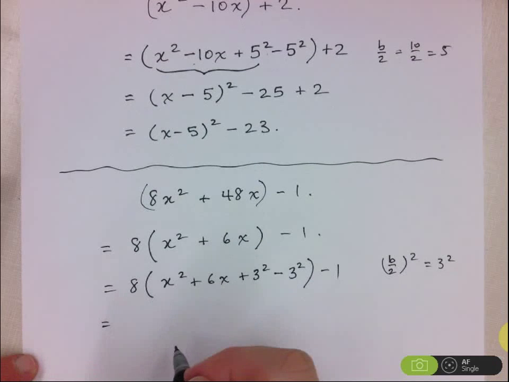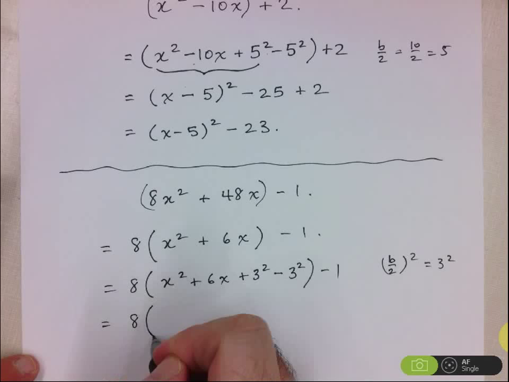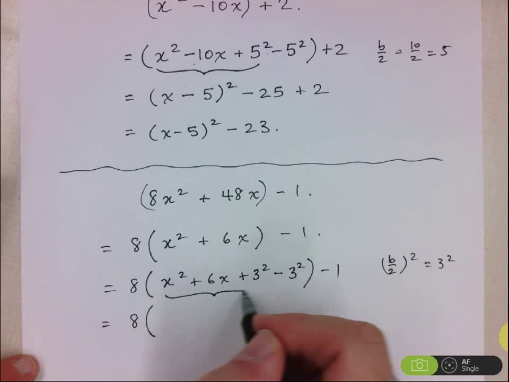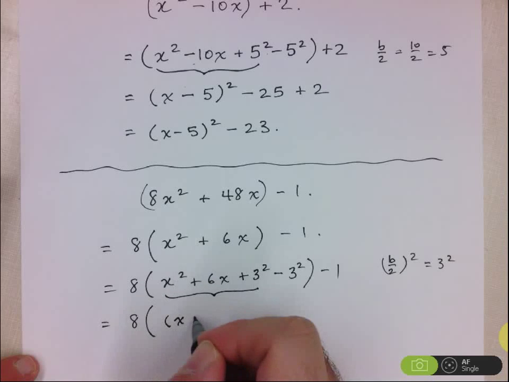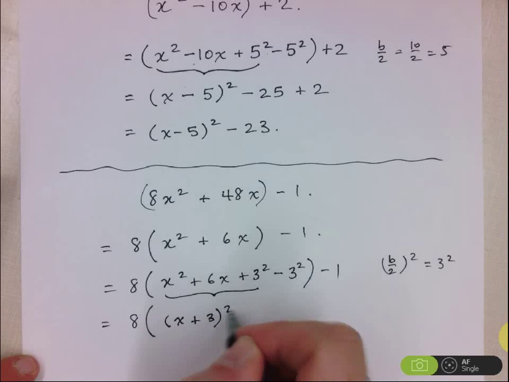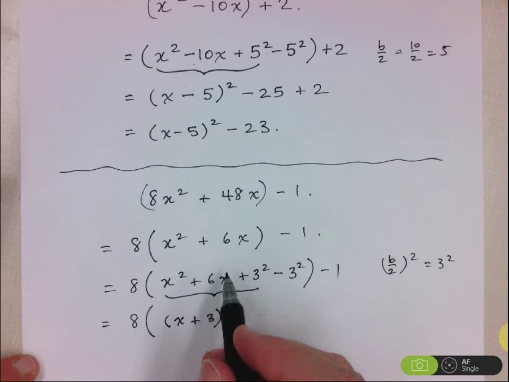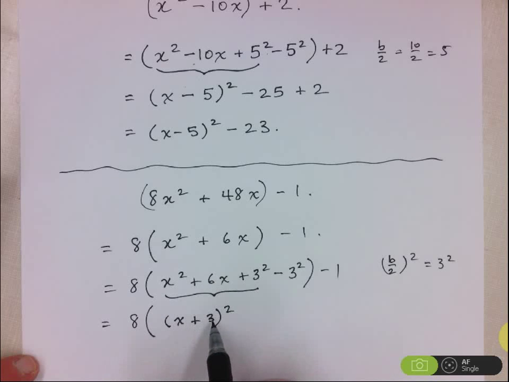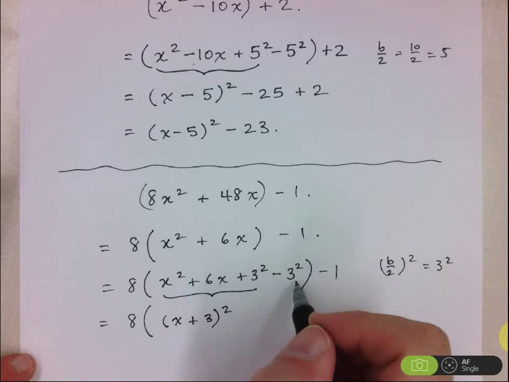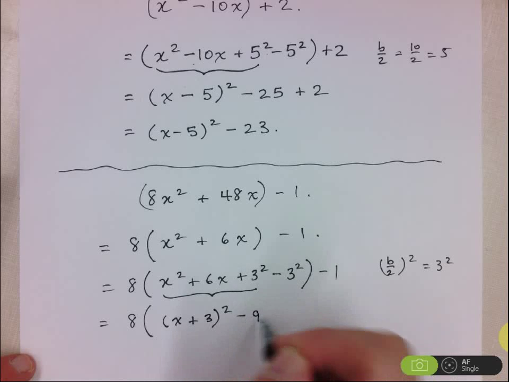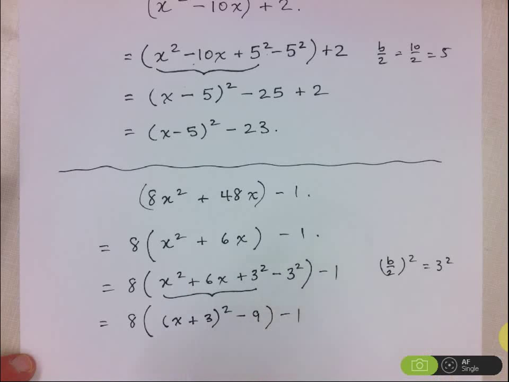So now the next step here, again within the bracket, the first three terms become my perfect square, x plus 3 all squared. These two are equivalent. Notice here it's plus 3 because my b value was plus 6 times x. Okay, and now let's not forget that we still have that minus 9. Okay, and then minus 1.